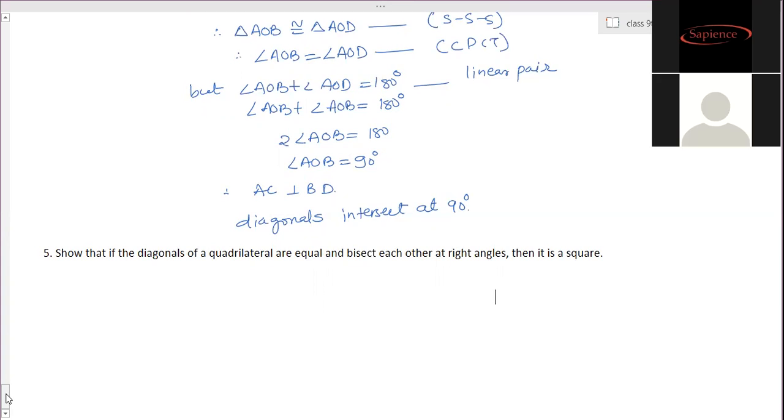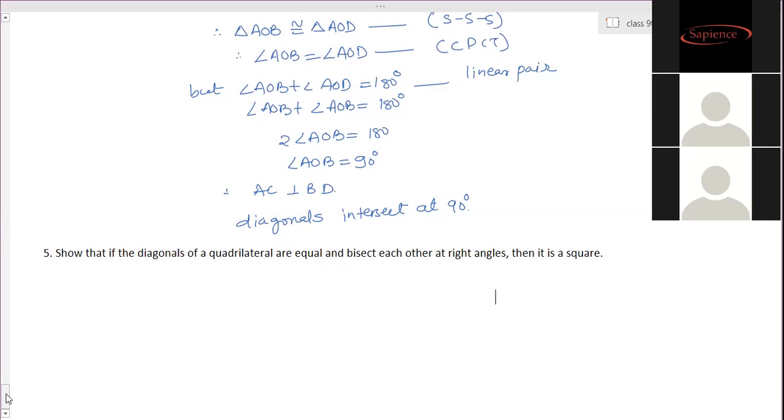To show it is a square, first we have to prove it is a parallelogram, that means both pairs of opposite sides are parallel. Secondly, we have to prove all the sides are equal. And thirdly, we have to prove one angle is 90 degrees. Are you able to understand? Yes, ma'am.